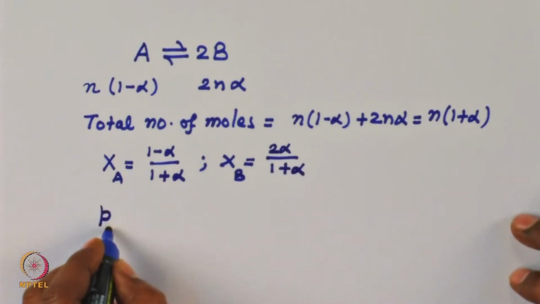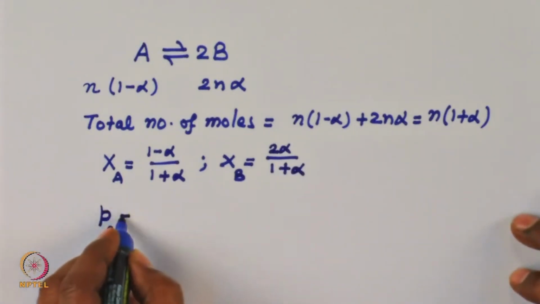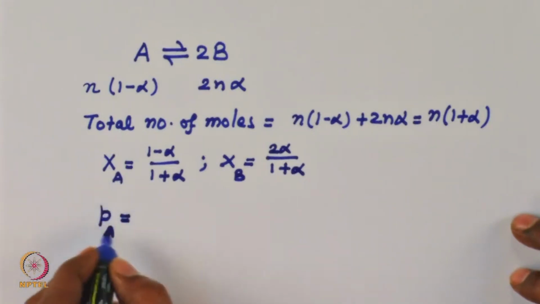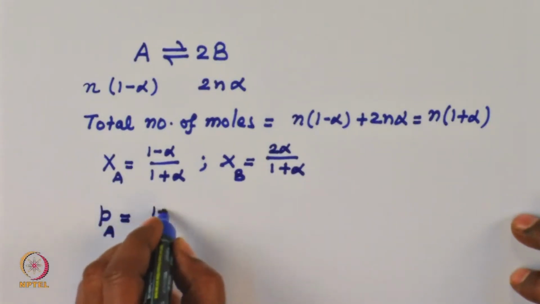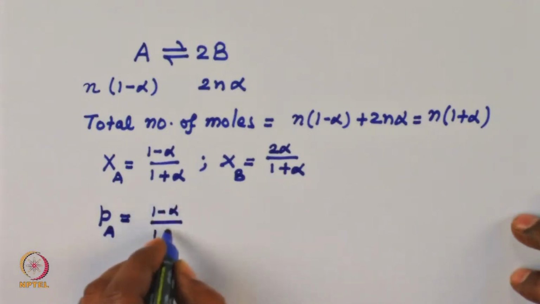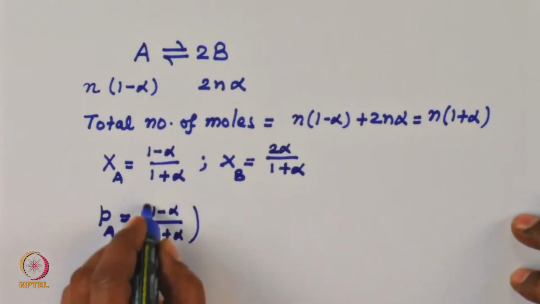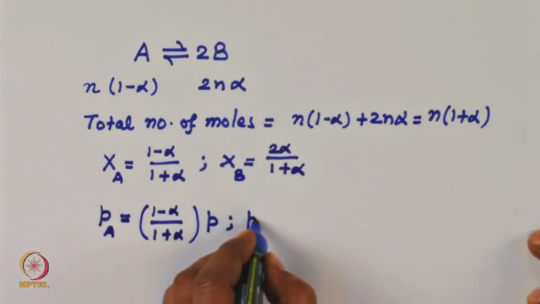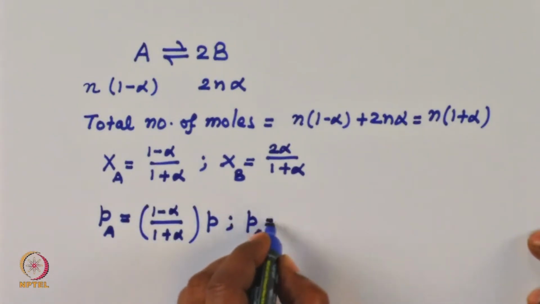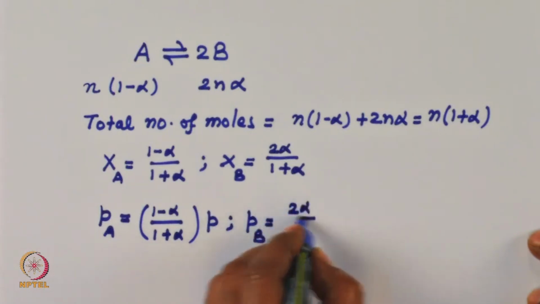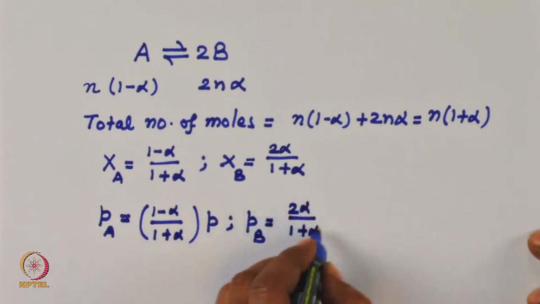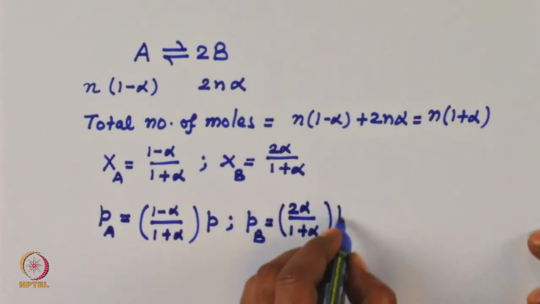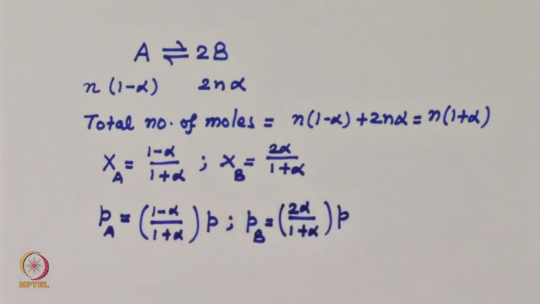Therefore, partial pressure of A will be equal to, by Dalton's law of partial pressure, (1 minus alpha) over (1 plus alpha) into total pressure, P is the total pressure, and partial pressure of B is going to be 2 alpha over (1 plus alpha) into the total pressure.